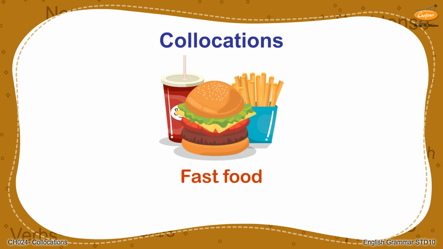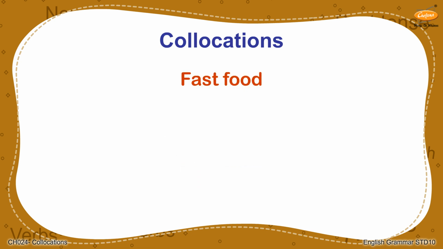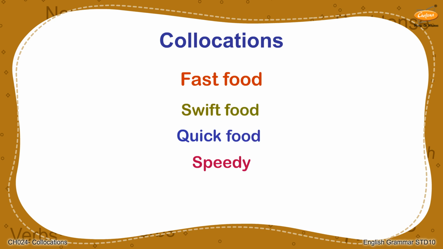The term fast food is commonly used to refer to a specific category of food. It is food that we get fast. Synonyms of fast include words like swift, quick, speedy, etc. But if we replace the word fast in the term fast food with such synonyms, the term doesn't sound right anymore. Listen for yourselves: swift food, quick food, speedy food.